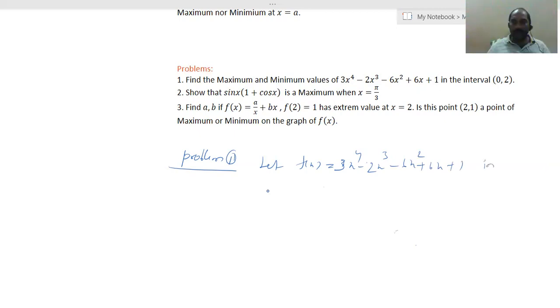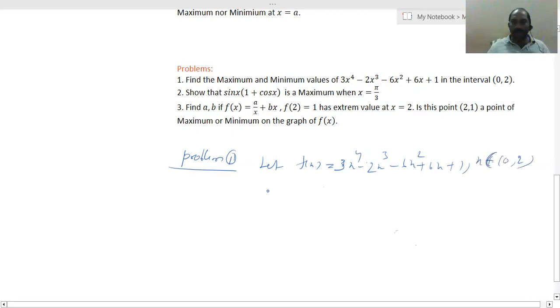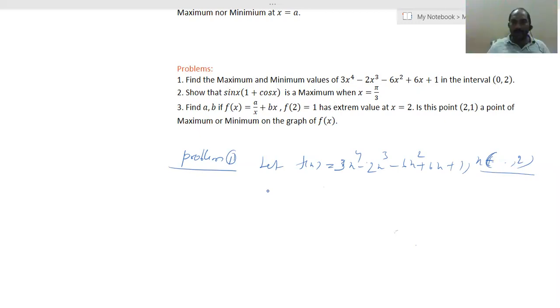Here the domain is, that means x is taken from 0 to 2. Don't take other values. You always take x value from 0 to 2, open interval. It does not include 0, does not include 2. In between 0 and 2 we have 1, 0.1, 0.5. All the points lie between 0 and 2.